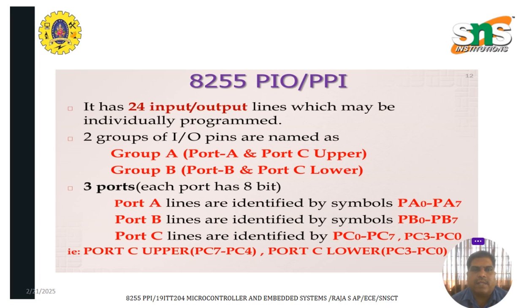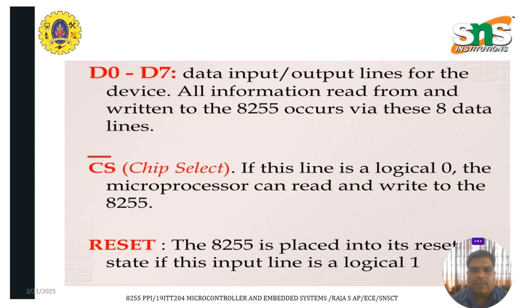The 8255 has 24 input and output lines which may be individually programmed. The two groups of input-output pins are named Group A, which consists of port A fully and port C upper part, and Group B, which consists of port B fully and port C lower part. Three ports are available in this 8255. Port A lines are identified by the symbols PA0 to PA7. Port B lines are identified by PB0 to PB7. Port C lines are identified by PC0 to PC3, then PC4 to PC7. So now we will see each individually.